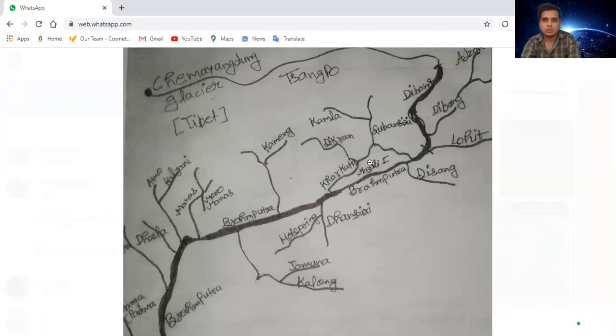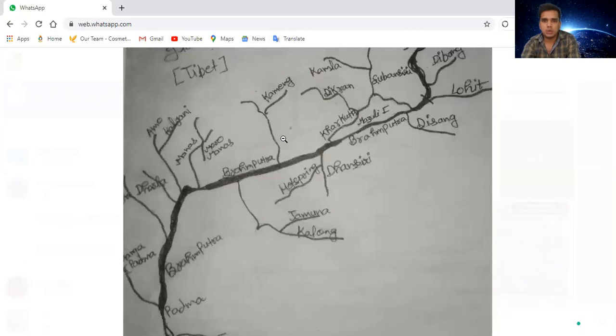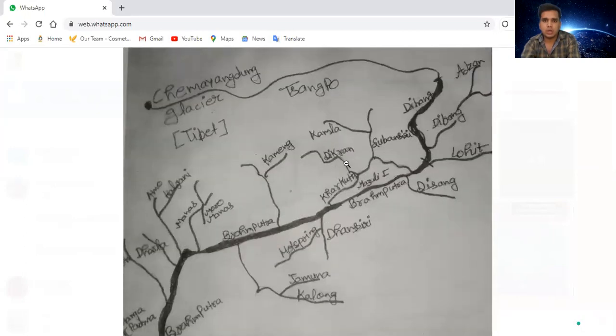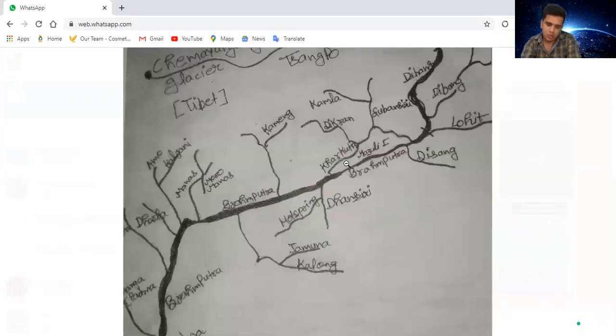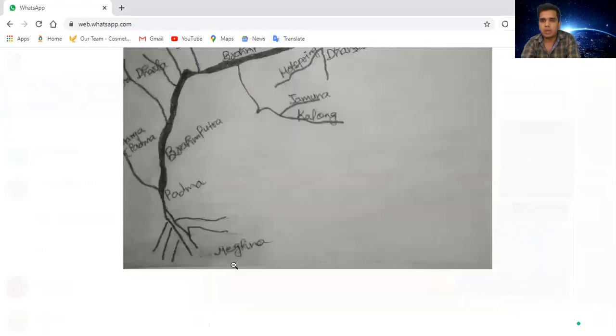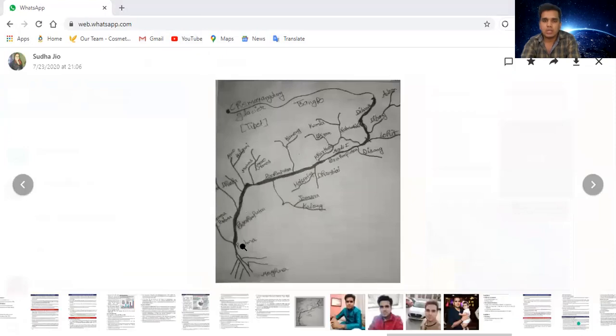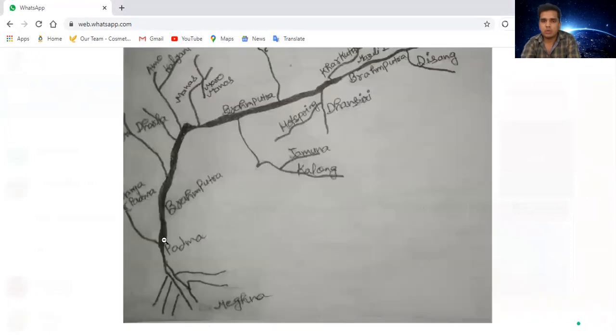So Brahmaputra goes like this, and Jamuna, Kalong, Komeng, Kamla, Dikram, Kharkat, Kharut, these small rivers are known as tributaries, and then it drains into Bay of Bengal. At last, it is known as Meghna when it combines with Padma, which is basically the name of river Ganga.